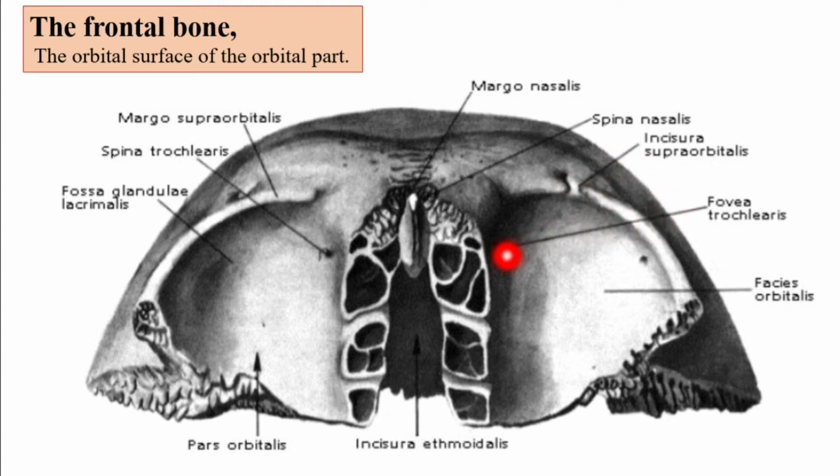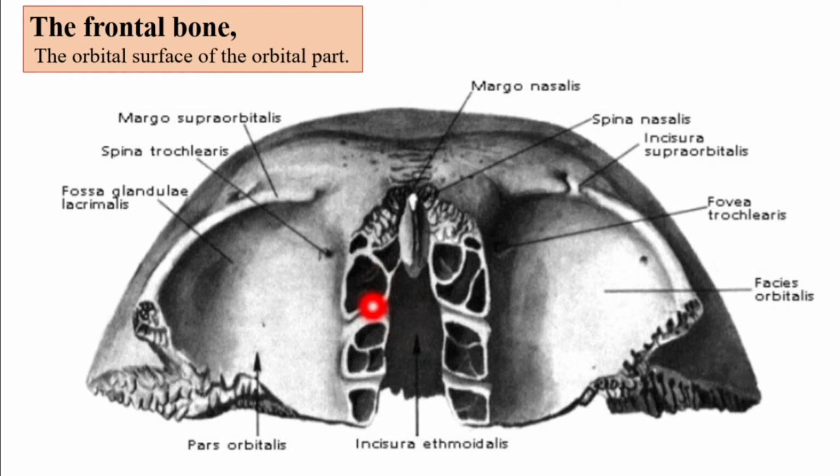And here you can see a depression. There is a depression. It's called what? A fovea trochlearis. Fovea trochlearis. And here you will see the nasal spine, spina nasalis. Spina nasalis. In the middle part here, there is a notch for the ethmoid bone. You will see it at the end, right?